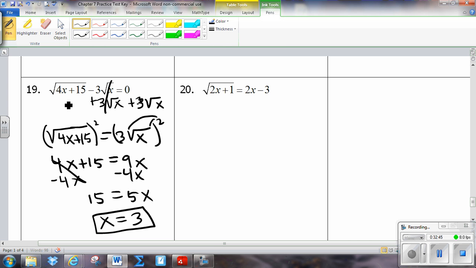4 times 3 is 12, plus 15 is 27, square root of 27. So you're going to get a square root of 27 over here, and then that's minus 3 root 3. But 27 is 3 times 3 times 3, so you can actually take out a double 3. So 3 root 3 minus 3 root 3 is a 0. So that checks out. Okay.